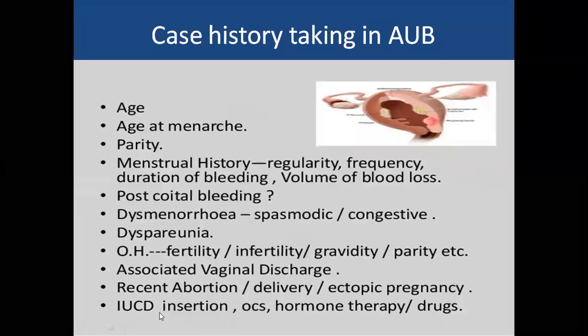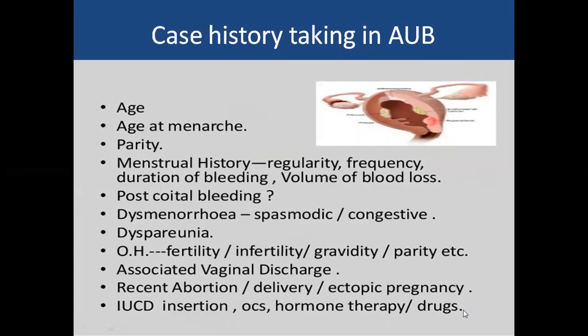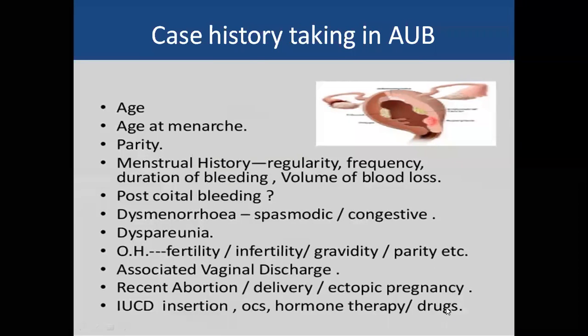Then any history of iatrogenic causes of AUB, like any history of IUCD insertion, use of oral contraceptive pills irregularly, then any hormone therapy, like progesterones might have been taken, and if the dose is not sufficient, they will have breakthrough bleeding. And any drugs, like any history of use of anticoagulants, phenothiazines, then tricyclic antidepressants, you have to ask.